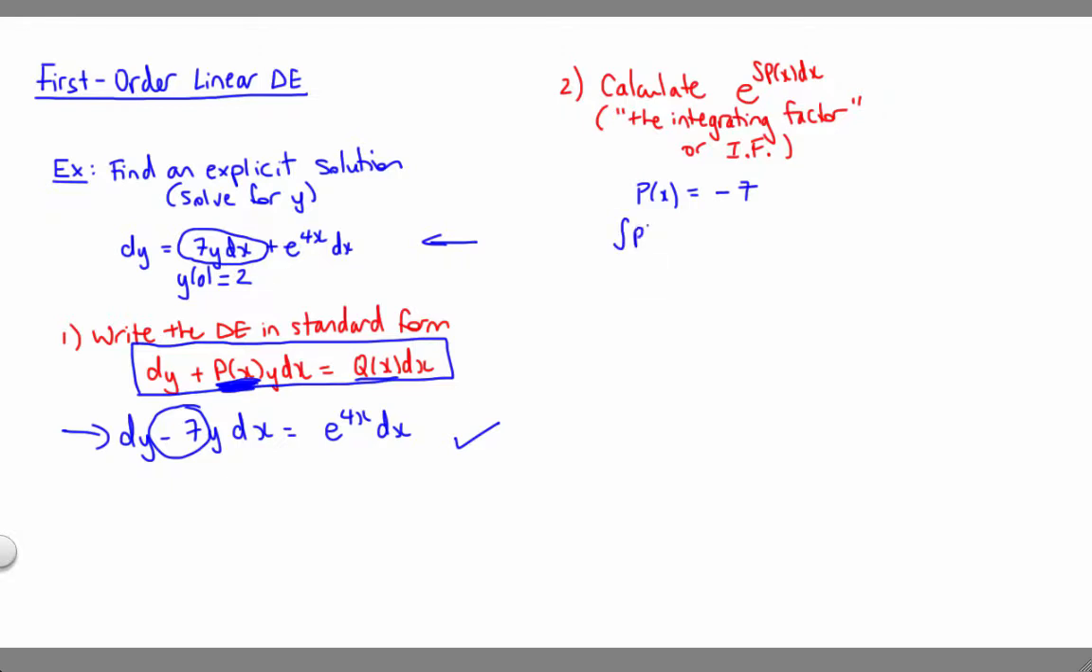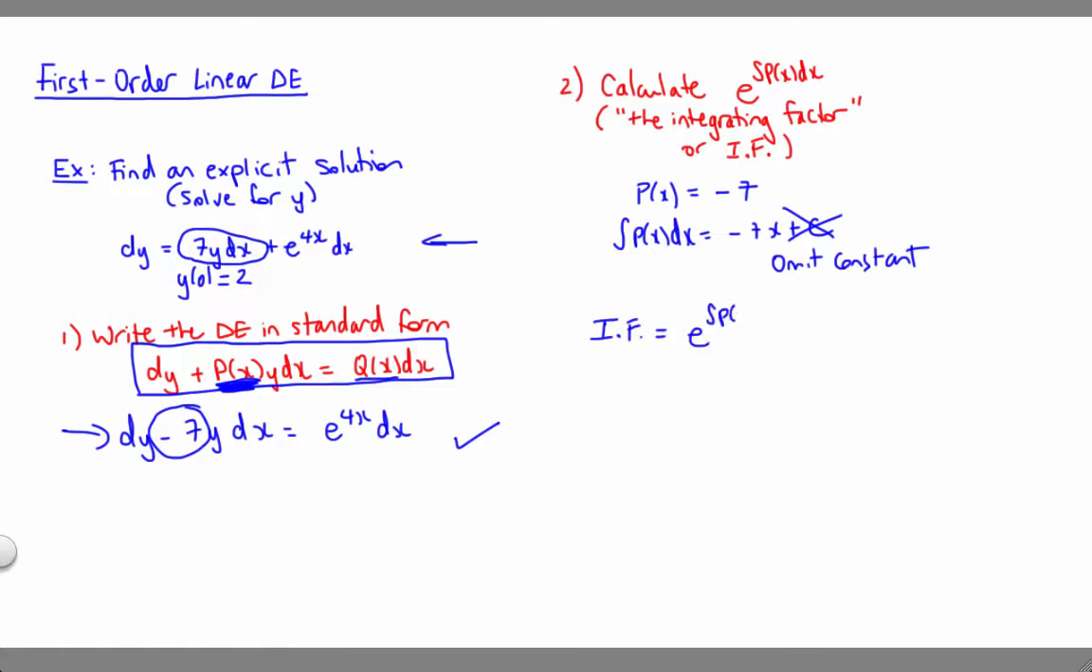So let's integrate p of x with respect to x. That would give us negative 7x plus a constant. Now, in fact, we're going to omit the constant at this point. And this is something that we'll always do when we're solving these linear DEs. So in step 2, when we're calculating this integrating factor, we omit the constant. There will be a constant of integration later on in the problem, but in step 2, we always omit the constant.